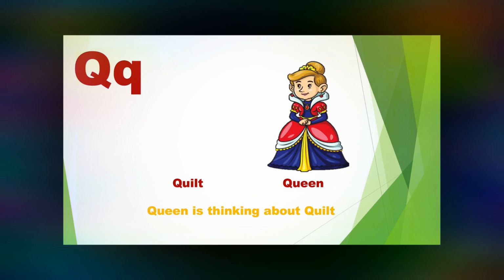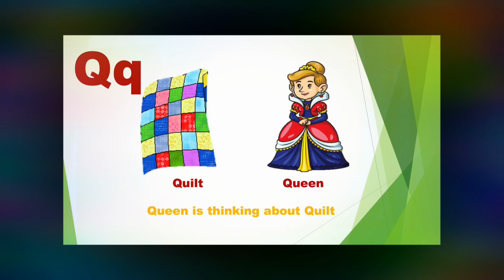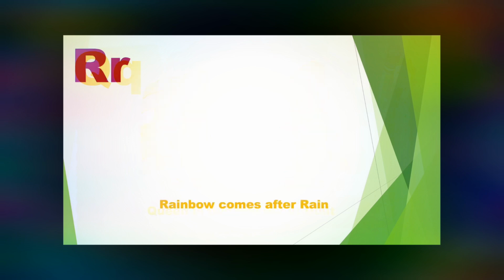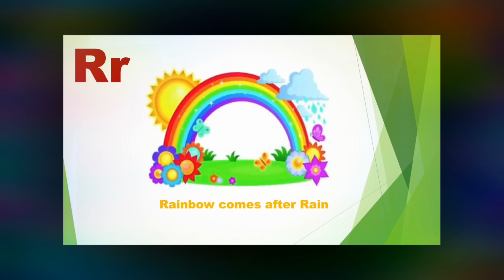Q. Q for queen. And Q for quilt. Queen is thinking about quilt. R. R for rainbow. And R for rain. Rainbow comes after rain.